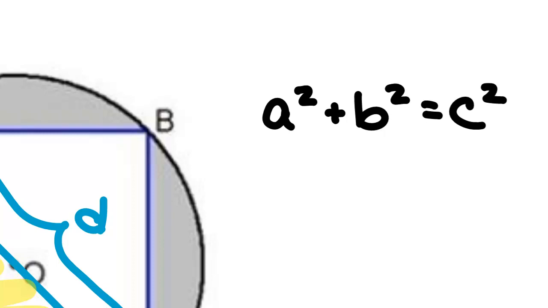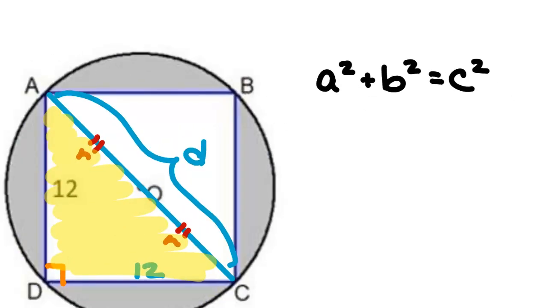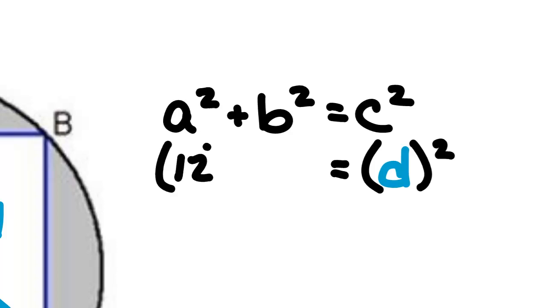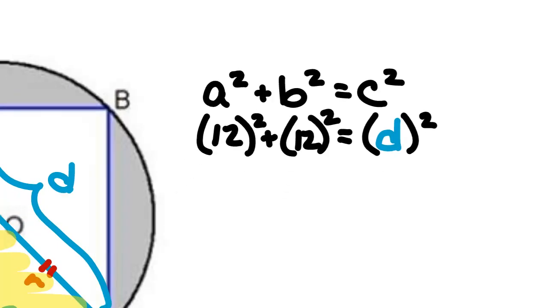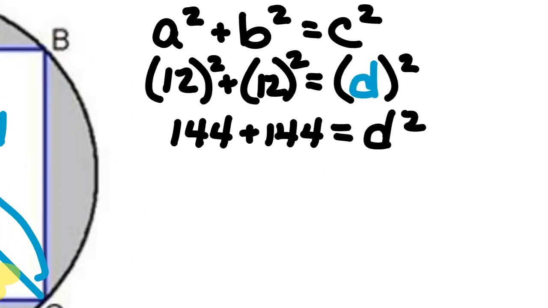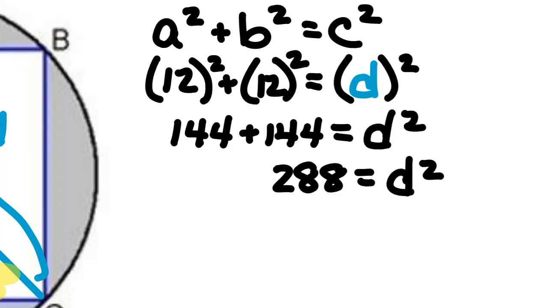We can leave it as c. We could call it x. That's the unknown thing that we're looking for in this problem, because what I want is opposite that right angle. So I'm going to go ahead and call it d for my diameter. So what do I put in for a and for b? 12 squared, 12 squared. How much is 12 squared? 144. So I have 144 plus another 144 equals d squared. 144 plus 144 is 288. So 288 equals d squared.